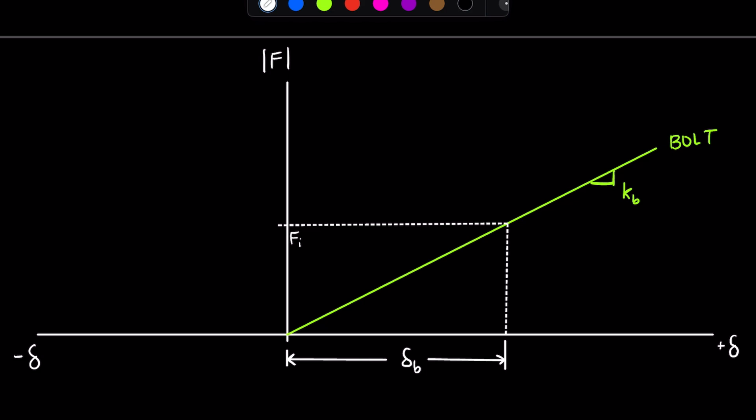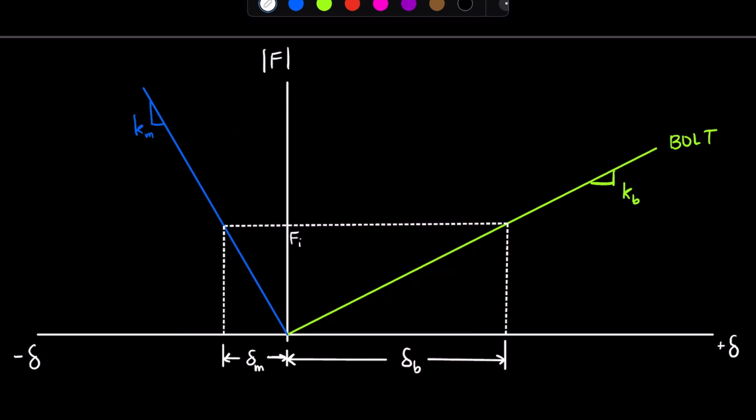That's Fi. Now, at the same time, our member is also going to reach that same magnitude of preload. It's compressive for the members. And the slope of this line, now you should really be able to guess what this is. It's kM. That's the stiffness of the members that we worked out in our second video on bolted joints. And when we reach our preload Fi, we will have compressed the members by delta M.